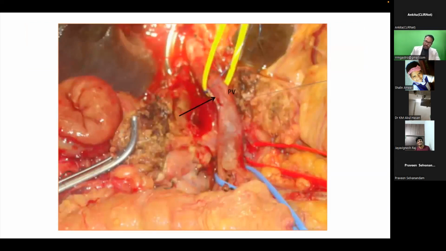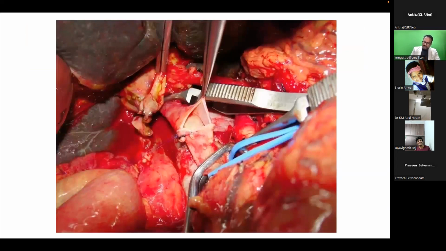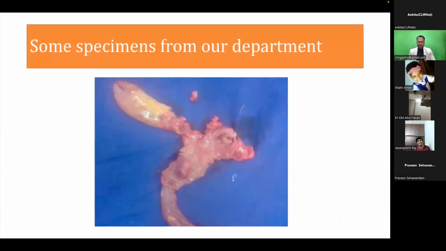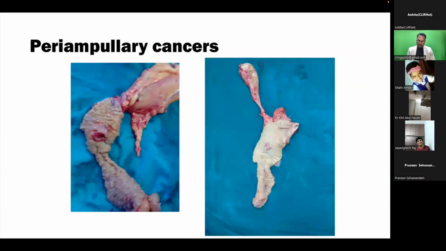So this is a picture showing you a Whipple's being done. You can see the portal vein and the SMV, which are separated and very carefully preserved. If there is a portal vein invasion, the portal vein can be resected and anastomosed. You can see this picture showing portal vein resection and anastomosis being done. So this is a specimen of Whipple. The image-based question on this specimen was a last year NEET PG question. The specimen shown here is a Whipple specimen.